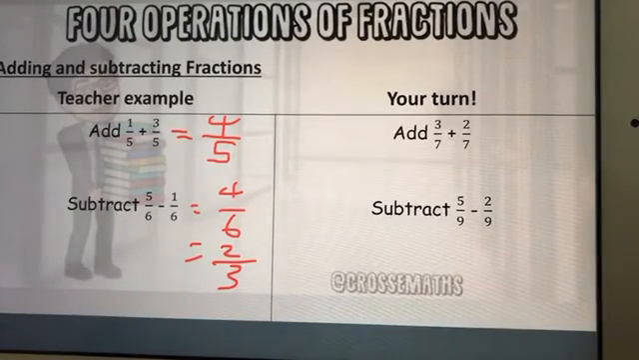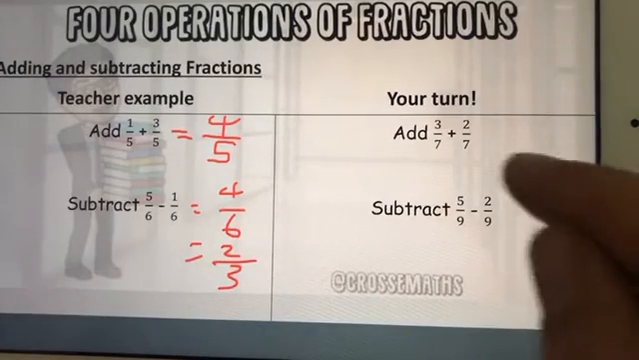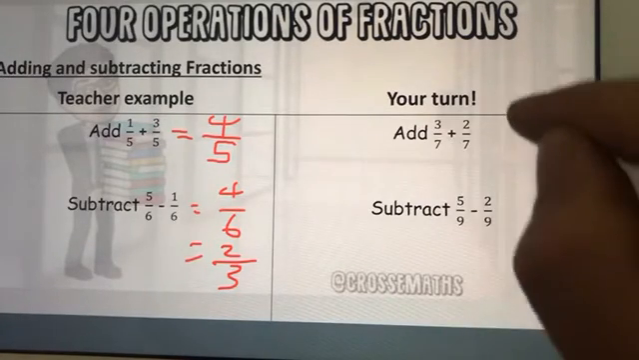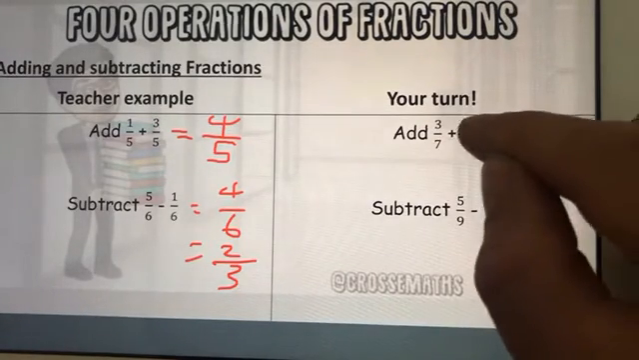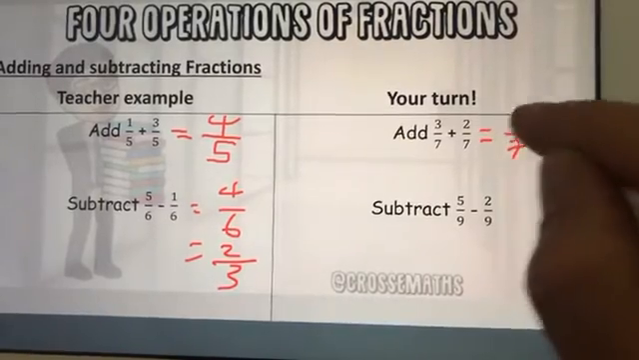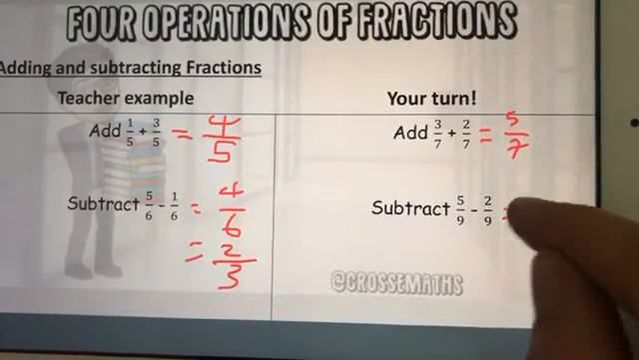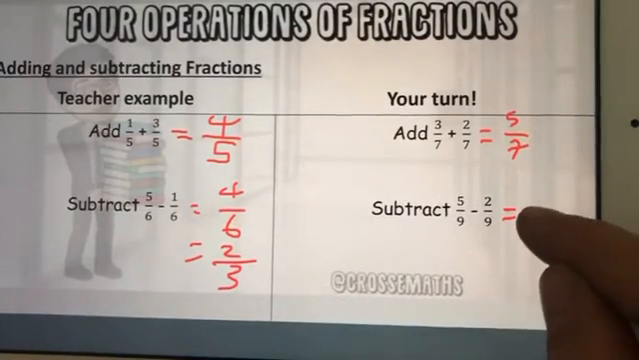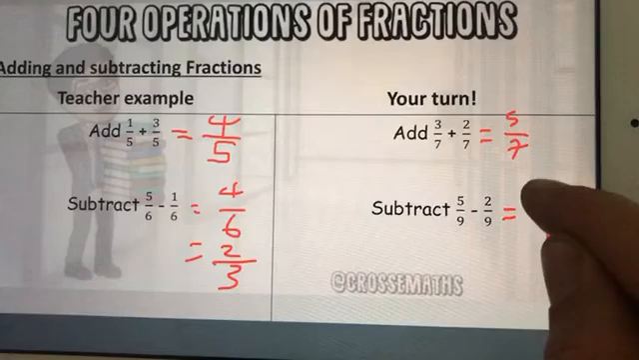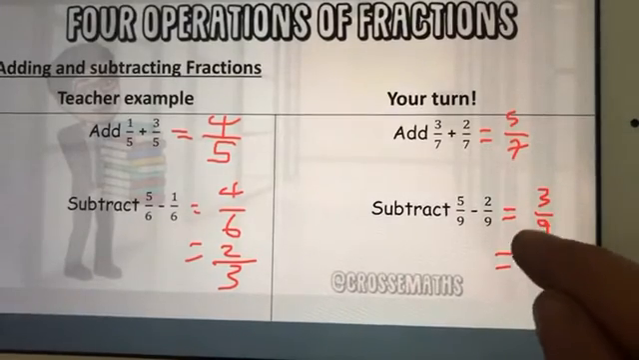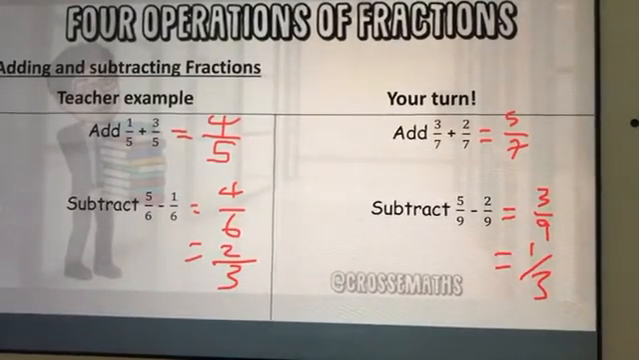Right guys, cool. So exactly the same as the examples. If the bottom numbers are the same in the question, they stay the same in the answer, and then you just add the top ones. 3 plus 2 is 5. Same thing on the bottom. It's taken away now, so we take away the tops, but the bottom numbers are 9. 5 take away 2 is 3. 3 over 9 does simplify if you divide top and bottom by 3 to 1 over 3.